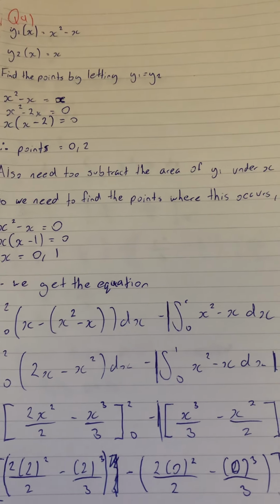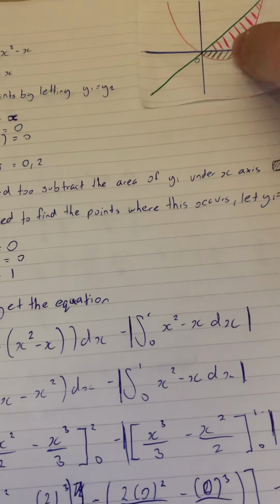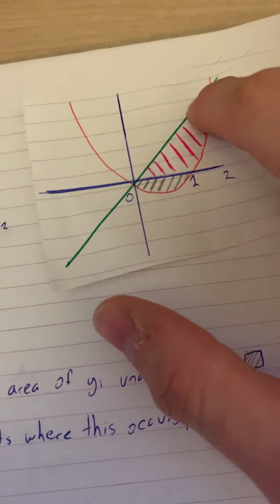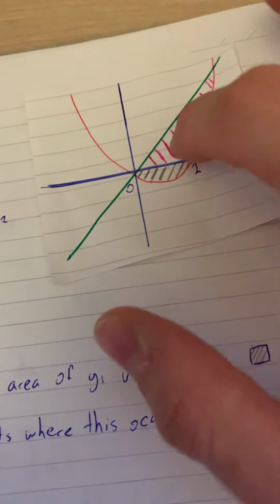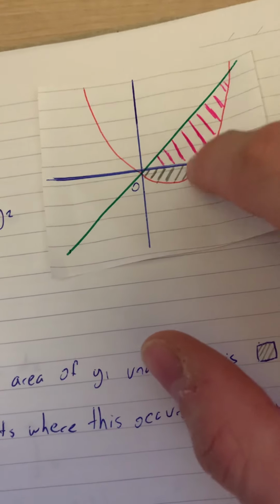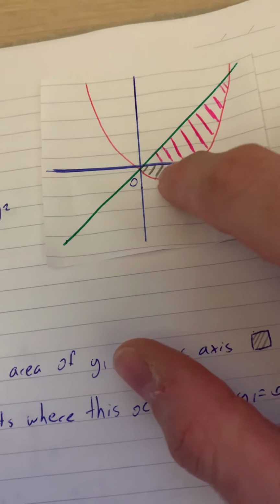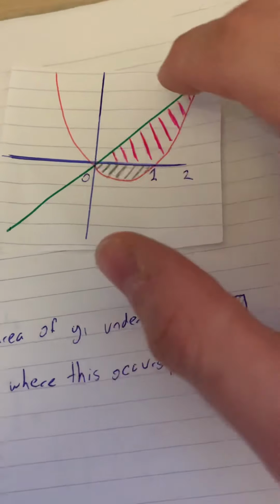The question asks us to find the area between these two curves right here. So if we were to plot these two curves, you would find that there's an area right here between the two. However, it's also asking us to find the area that's bound by the x-axis. So we need to minus this small area below the x-axis from this total area right here.